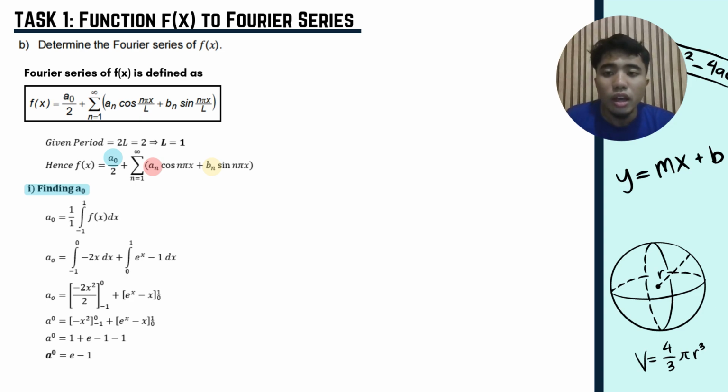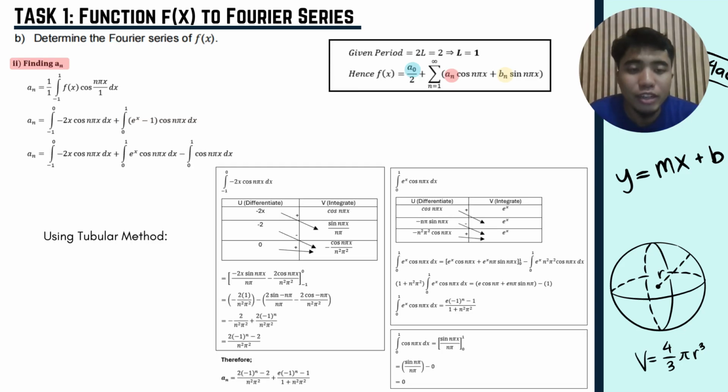So we are going to find the a naught, an, and bn. Firstly, we will find our a naught, and we got a naught equals e minus 1. Next we will find our an. To find an, our formula will be 1 over L, where our L is 1, times the integration of f(x) cos(n pi x over 1) dx.